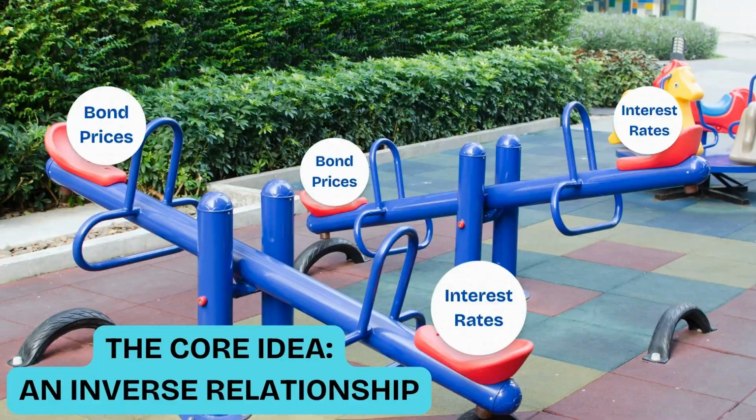Here's the big takeaway: bond prices and interest rates have an inverse relationship. When interest rates go up, bond prices go down. And when interest rates go down, you guessed it, bond prices go up. Think of it like a seesaw. When one side rises, the other falls. But why does this happen? Let's break it down with an example.